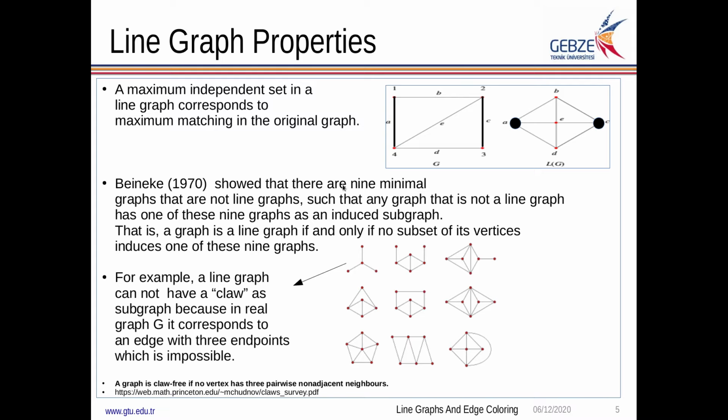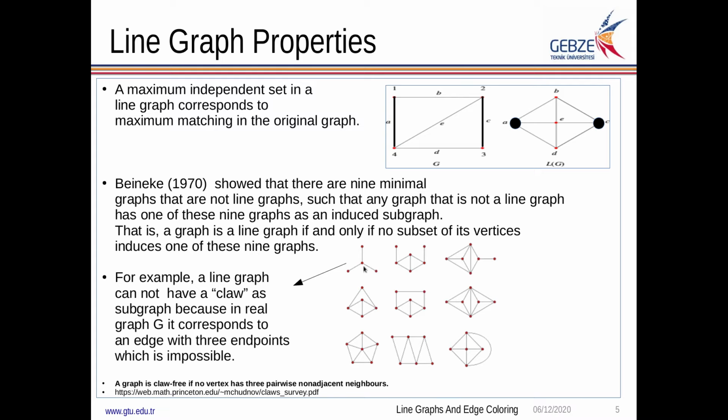Beineke showed that there are 9 minimal graphs that are not line graphs, such that any graph that is not a line graph has one of these 9 graphs as an induced subgraph. That is, a graph is a line graph if and only if no subset of its vertices induces one of these 9 graphs. 1, 2, 3, 4, 5, 6, 7, 8, 9.